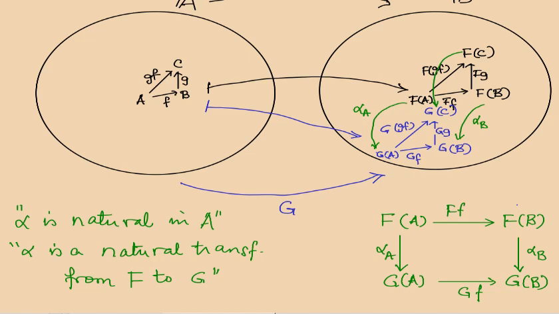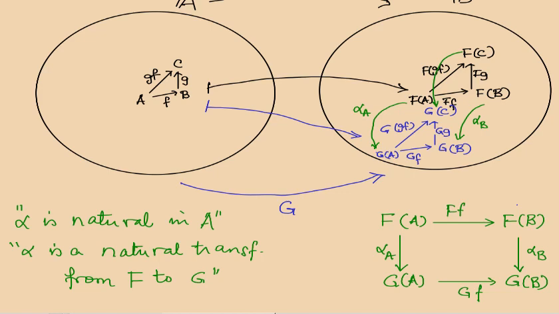Now, if that family alpha A's does not respect the transformations happening internally within the category A, then it's not natural. It's not good. So what is the goodness? The goodness is: whenever this A is getting transformed to B via some morphism f, then you have the corresponding morphism F of f from the functor. So this square must also commute.